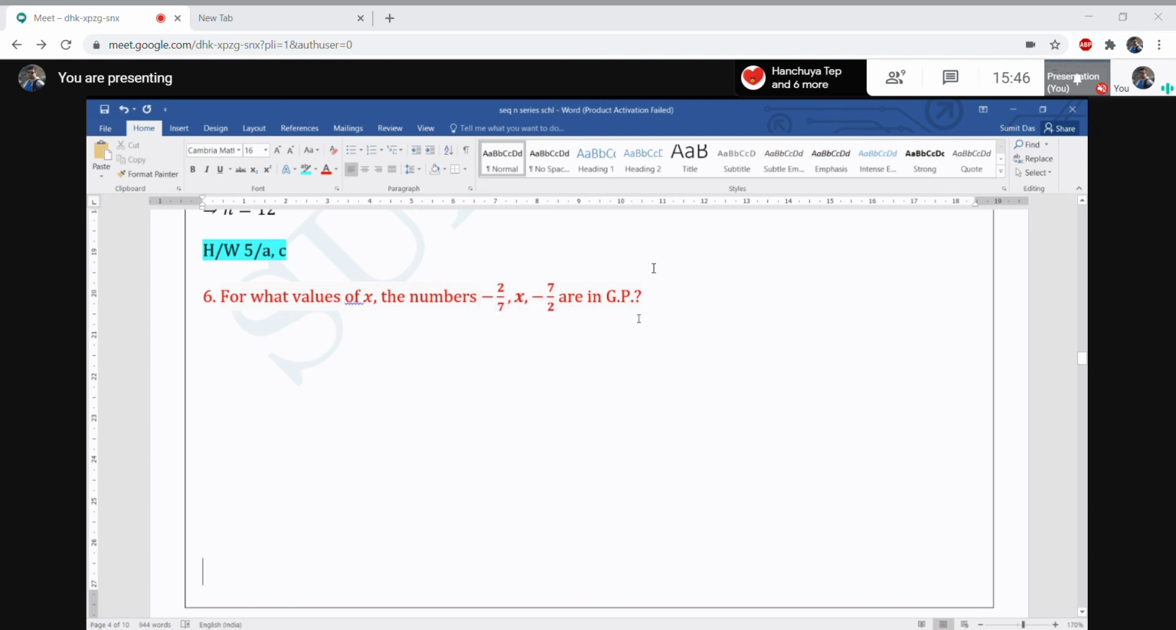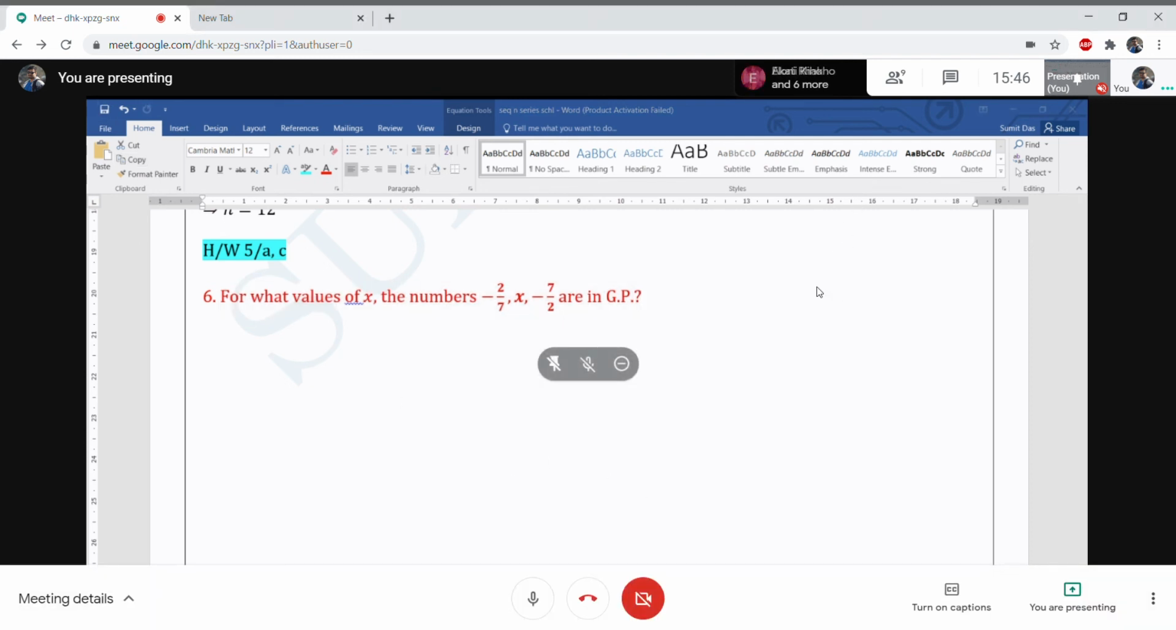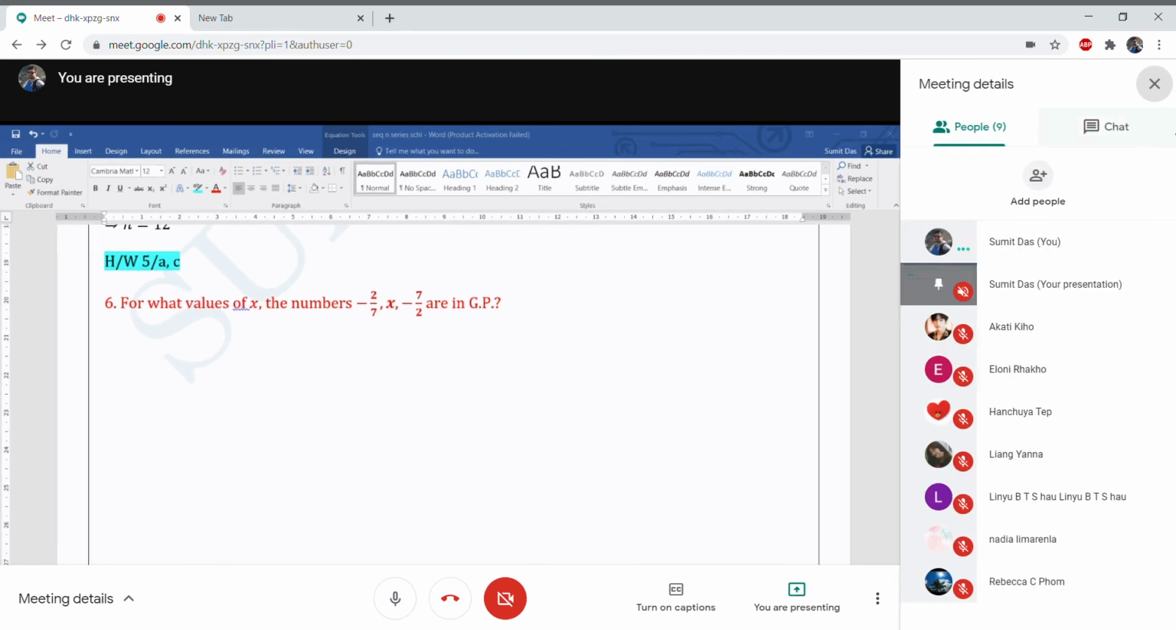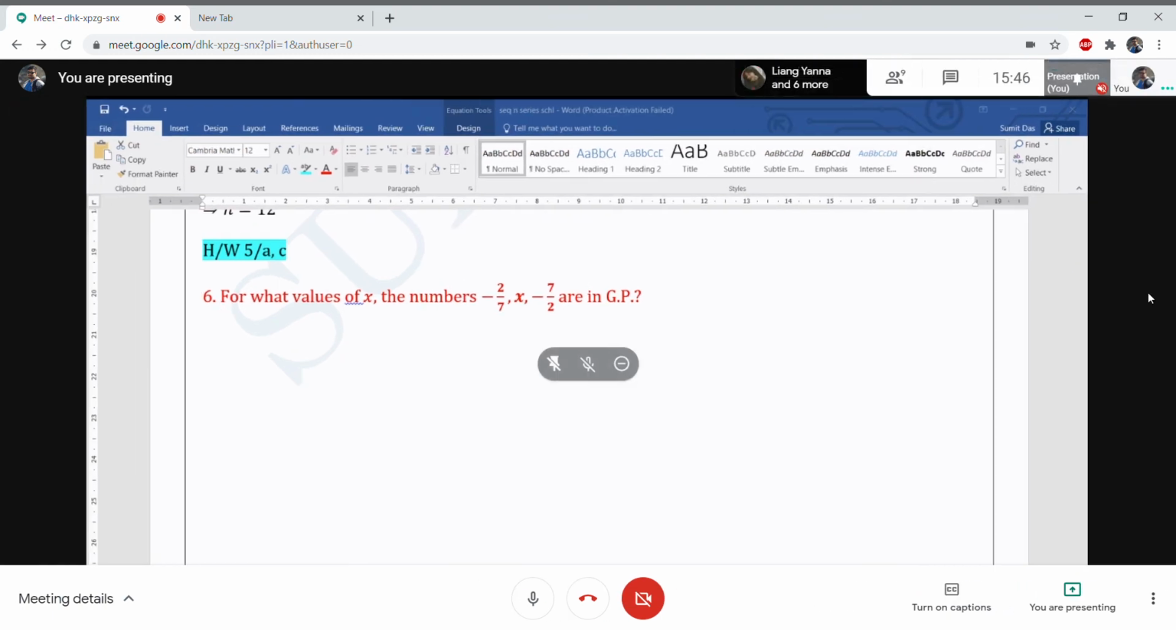Can anyone tell me what is the condition to be a GP? When can you say a sequence is GP? Anyone, please tell me. What is the condition to be a GP?